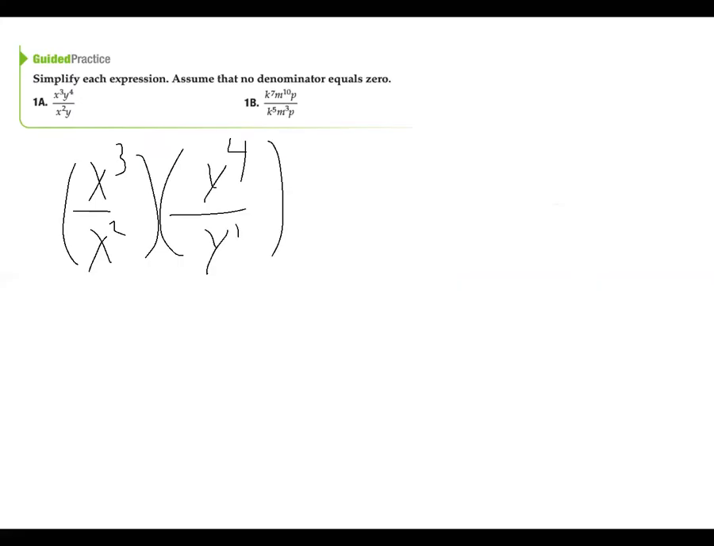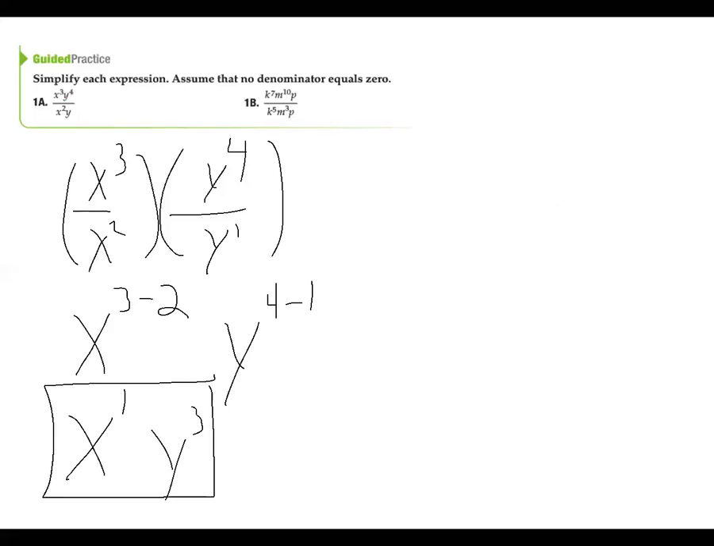All right, here's 2 for you to try. Go ahead and pause the video. All right, we're back. 1a, I can group the x cubed over x squared and the y to the 4th over y. Remember, that's understood to be y to the 1. So I can write that as x to the 3 minus 2, and y to the 4 minus 1, which is going to give me x to the 1st, y cubed.